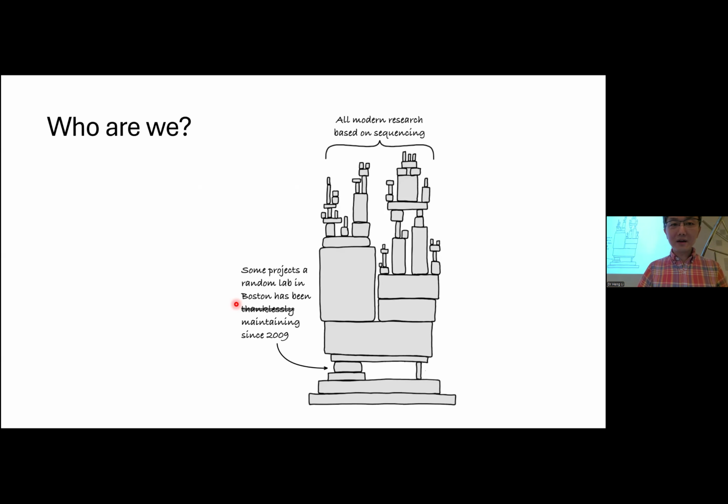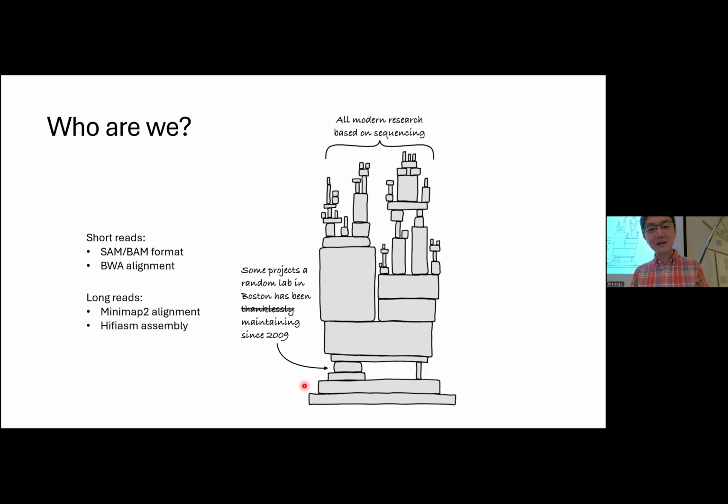Firstly, this is adapted from another slide deck. Basically, all modern research is based on sequencing, and this is kind of based on our tools. In particular, you may see the other version showing this descent. No, we are not this descent. We are not that fragile. We are this descent. We have the short read alignment with BWA, the SAM/BAM format, and for long reads, Minimap alignment and Hifiasm assembly. All of these tools are widely used in the field.